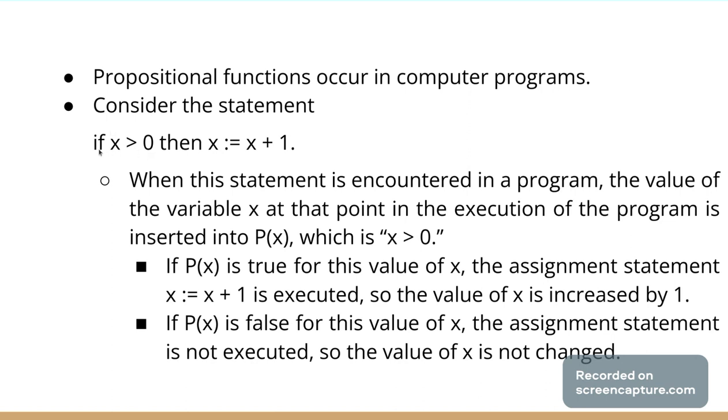Whatever value x has just before this if statement is the value that will be used here for x. Supposing x was equal to 0, then this statement will be false because 0 is not greater than 0. For any other value, say 1, 1 is greater than 0, so this will become true, and then x is equal to x plus 1 will be executed. Since x was already equal to 1, the value of x will become 1 plus 1, which is x equal to 2 after the execution of this statement.